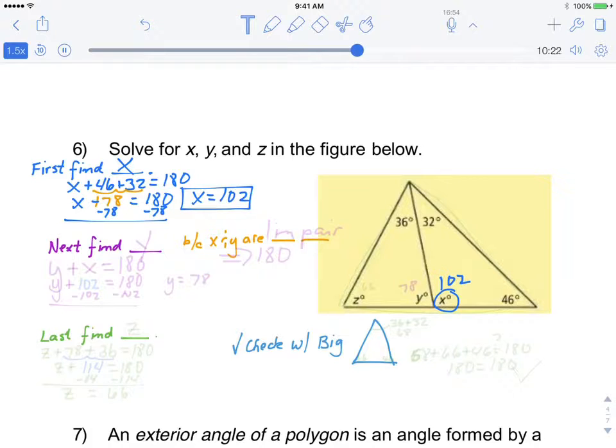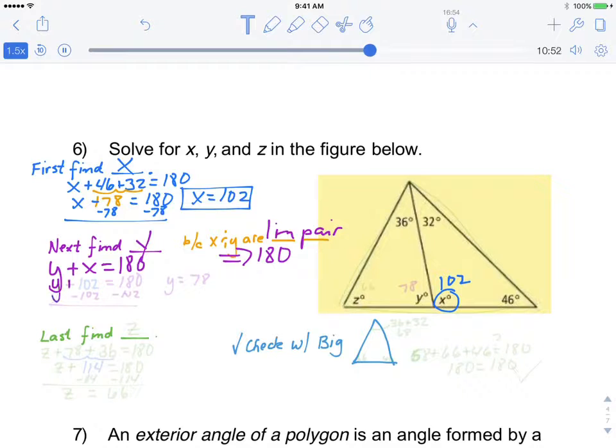So looking at the other triangle, what would be the easiest thing to find? Okay, I hope you said we're going to find y, because y is right next to x, and we know that x and y are a linear pair. So because they're a linear pair, they're going to add up to 180 degrees. So let's do that. So we have y plus x equals 180 degrees.